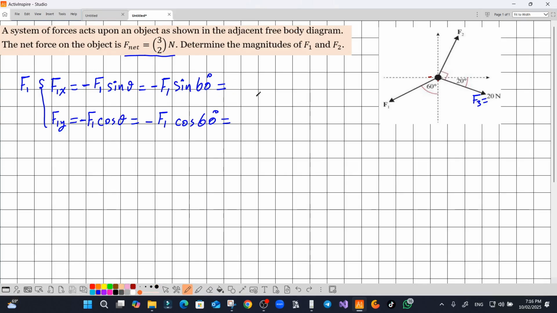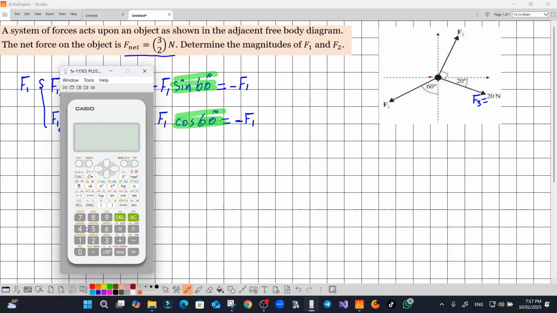Now, this can be evaluated using the calculator. I will keep the F1 unknown in both of the equations, so minus F1 and minus F1 here. Now let's evaluate the sine 60 and cosine 60 using the calculator. So let me do it here. Let's start with sine 60. And the answer is radical 3 over 2. You can write it as radical 3 over 2.